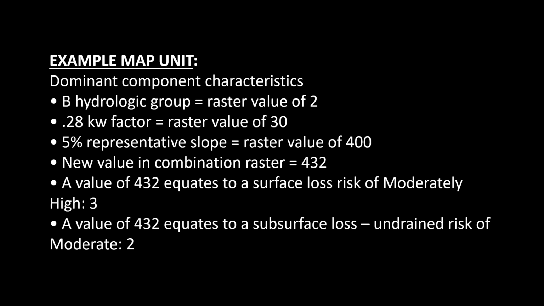This would give our new value in the combination raster of 432. A value of 432 equates to a surface loss risk of moderately high, or 3. A value of 432 equates to a subsurface loss undrained risk of moderate, or 2.